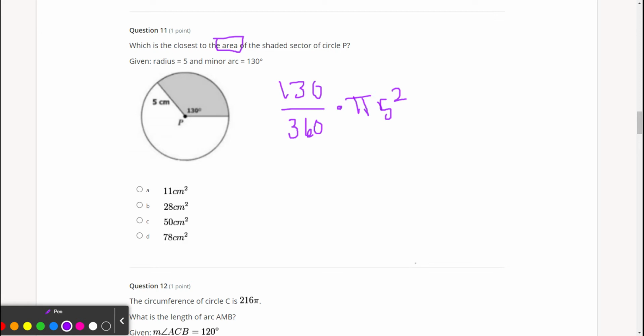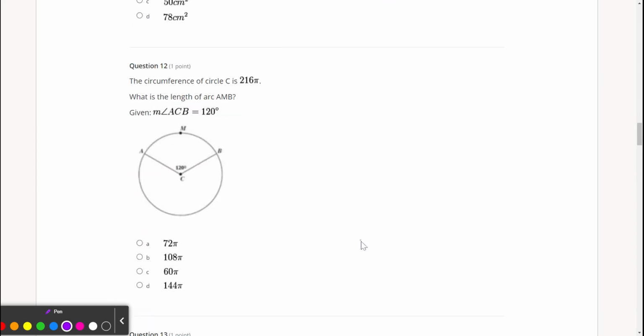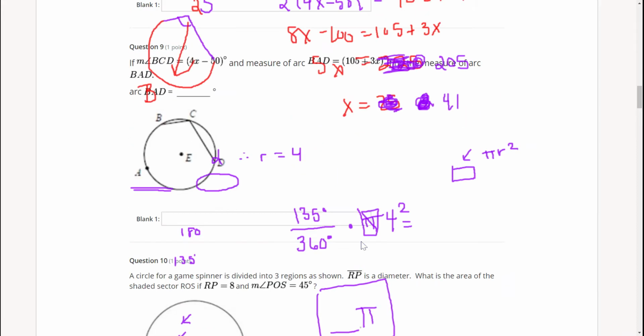48. I thought it was 6. See, I can do 12 on my own. I was really good. Nine? Yeah. 228.